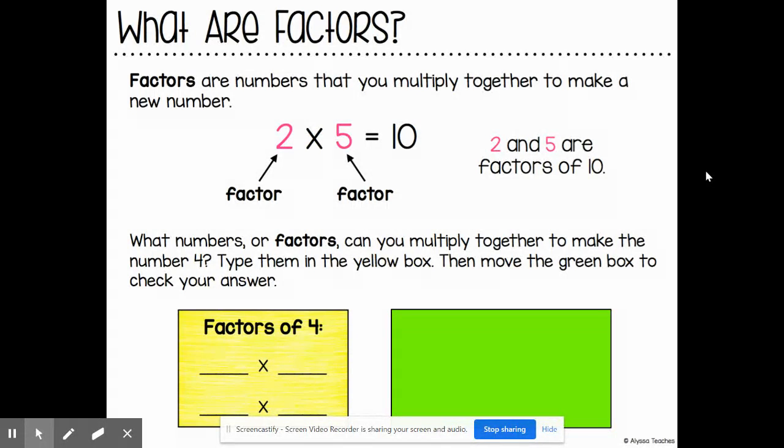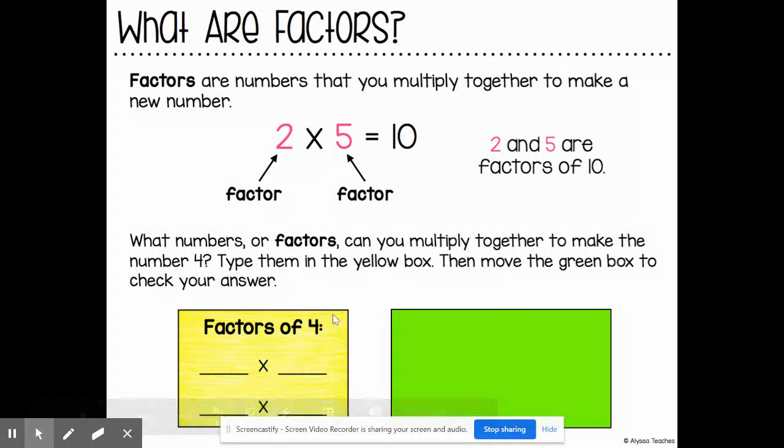And the reason for that is a factor is simply the numbers that you multiply together to make a new number, or the product. So you can see here on this slide, it says the 2 is a factor and the 5 is a factor. The factors are just a fancy name for the numbers that you're multiplying together. So 2 and 5 would be factors of 10 because you would use them to multiply together to get 10. Same thing for 10 times 1, they would be factors of 10 because you would multiply 10 times 1 to get 10.